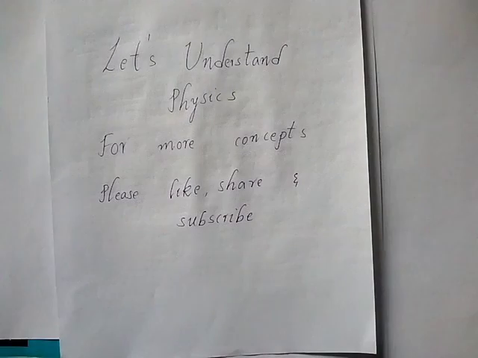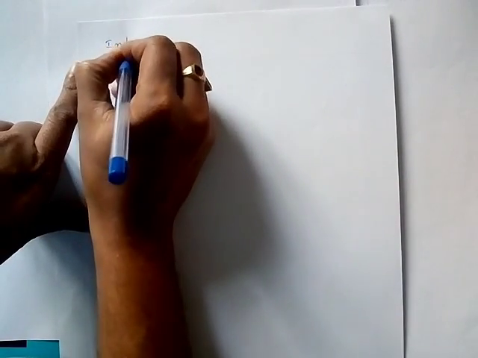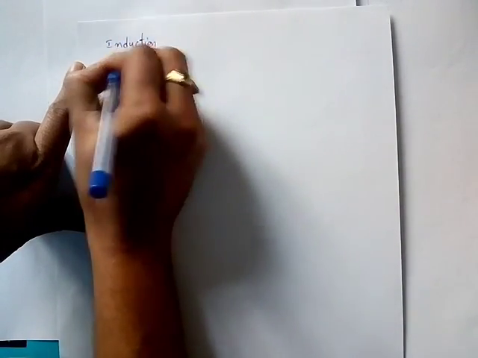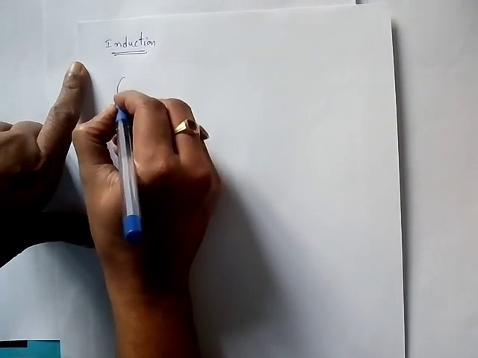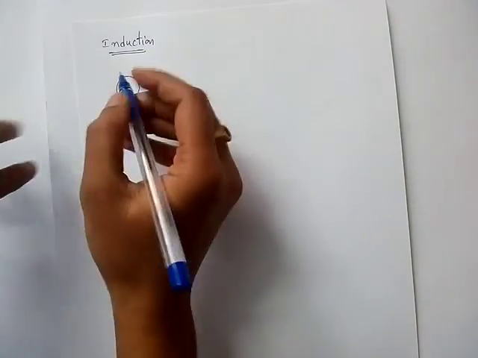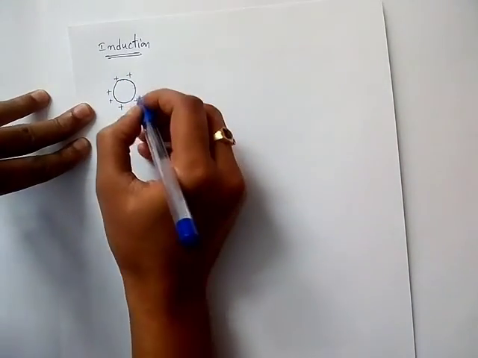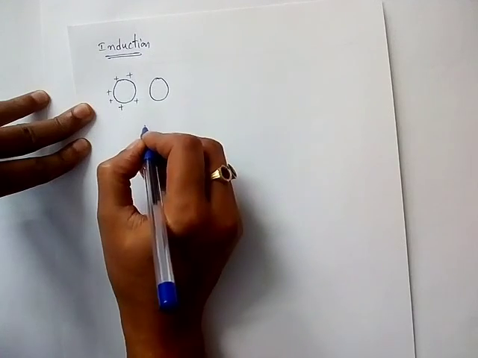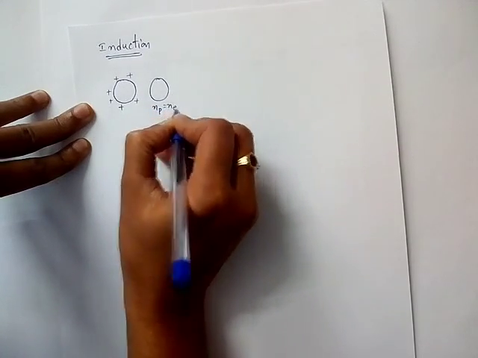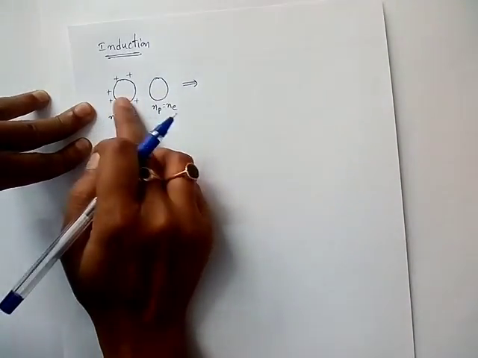Next we'll see the last method of charging, we call it induction. In the induction method the charges are induced. So here also you have to take one positive charge sphere and one uncharged sphere. Here protons is equal to electrons, here again protons is greater than electrons. In this process these two need not be in contact.